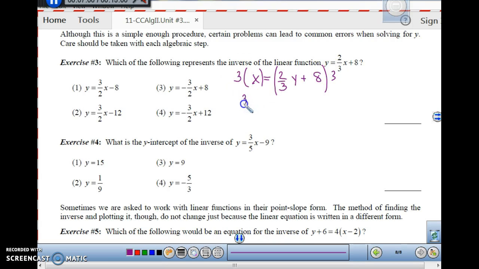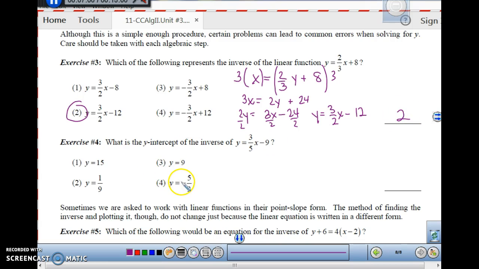Algebra trick. 3x. This 3 will cancel this 3, leaving 2y, plus 8 times 3 is 24. Make sure you distribute the 3 through the parentheses when you do that. Now solve for y. What do we do? Subtract the 24. So 2y is equal to 3x minus 24. And then divide by 2. Make sure you divide everything by 2. And you end up with y equals 3 over 2 x minus 12. So 3 over 2 x minus 12 would be number 2.